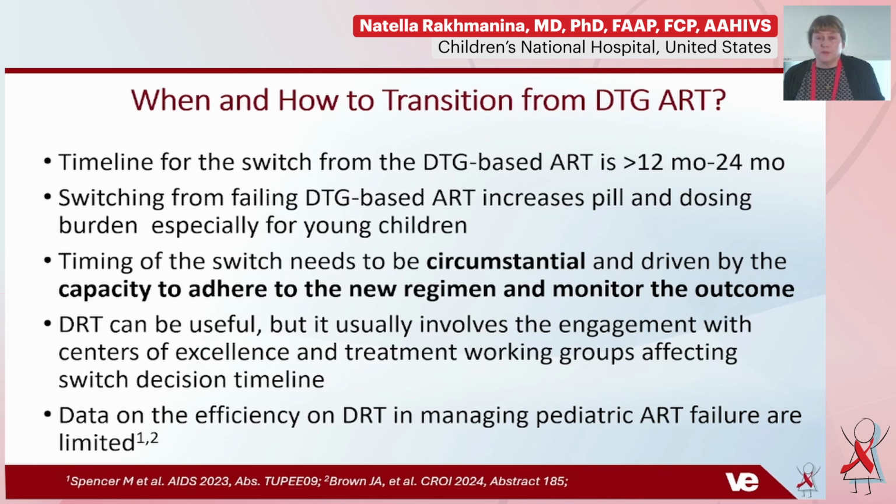I probably will not be able to give you a clear answer on when and how to transition from DTG-based ART. The current timeline for the switch is about over 12 months to 2 years. And switching from a failing DTG regimen is not simple. In the majority of cases we are moving to a high pill and dose burden, so it's not an easy decision. It needs to be done by a multidisciplinary team. What I would like to emphasize is that, instead of looking at the calendar timeline, we should be looking at the circumstantial switch that is driven by the capacity to adhere to the new regimen and monitor the outcome.